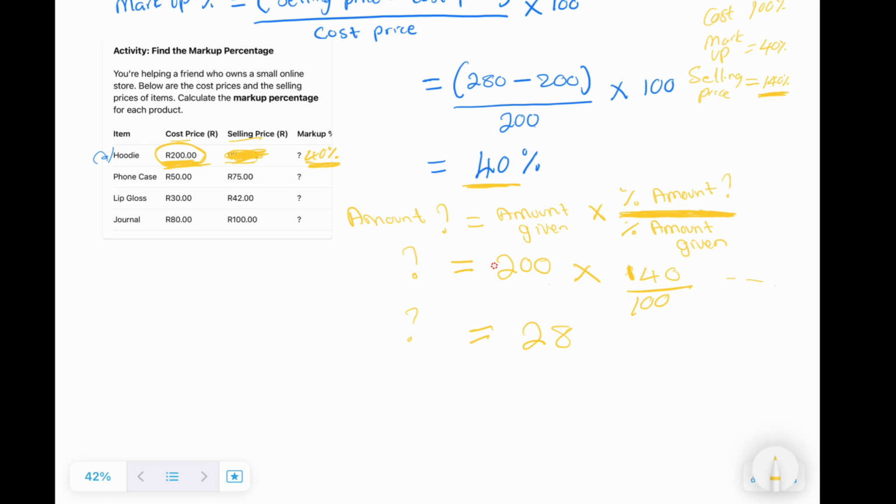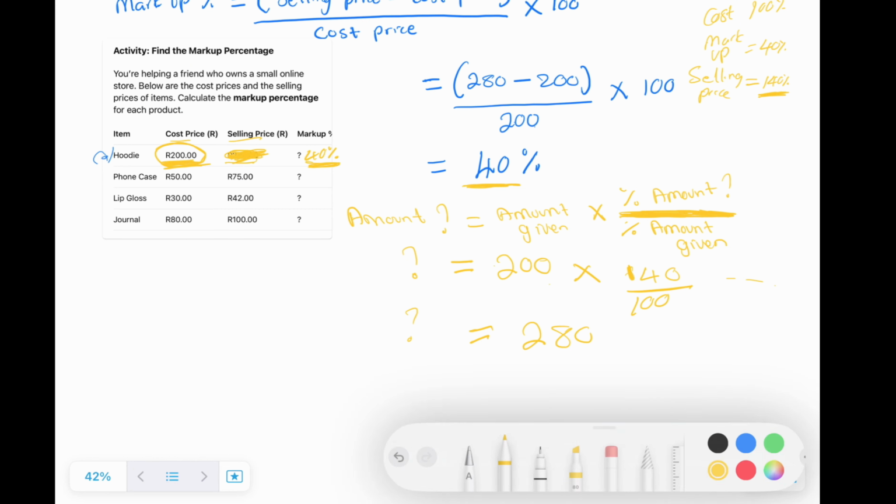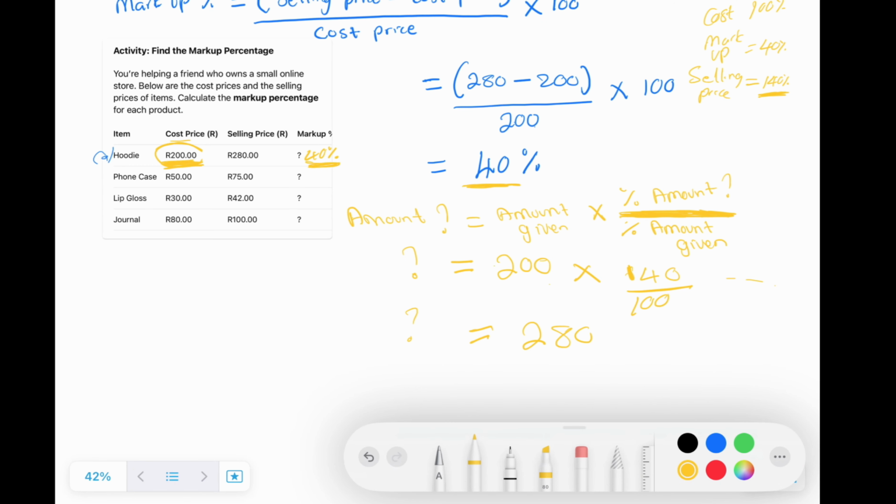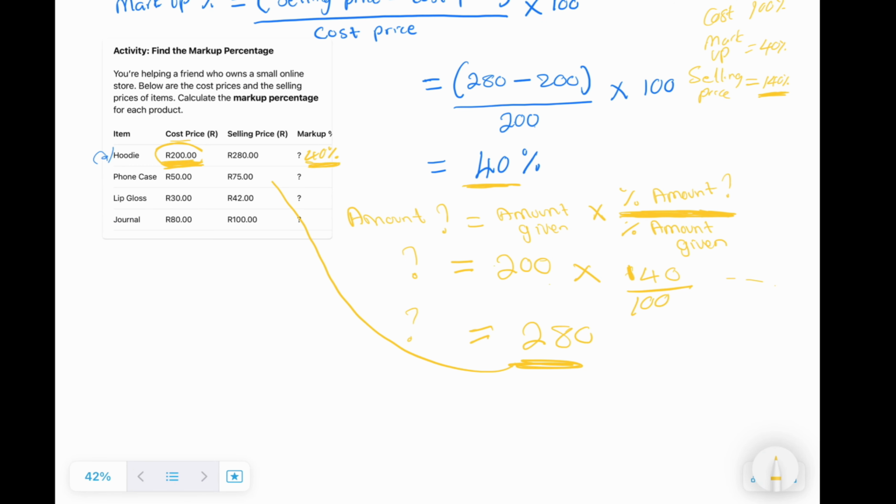Let's see. It says 280. Let us go to our selling price and check if it is that same one that has been given to us. There you go. Our selling price is the same as the one that has been given to us. All right, which means now our markup percentage is correct. So please try to do it for the phone case. So it's going to be B, and then C, then D. Try to do it for the phone case, the lip gloss, and the journal.